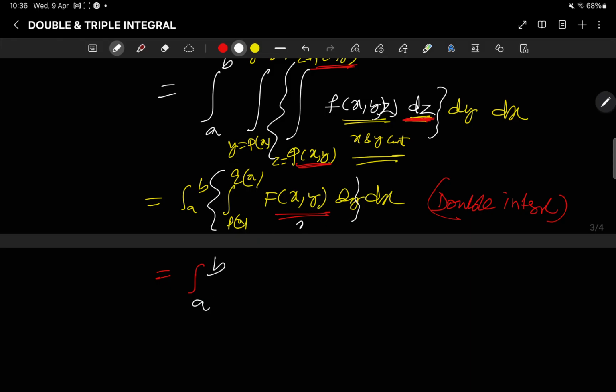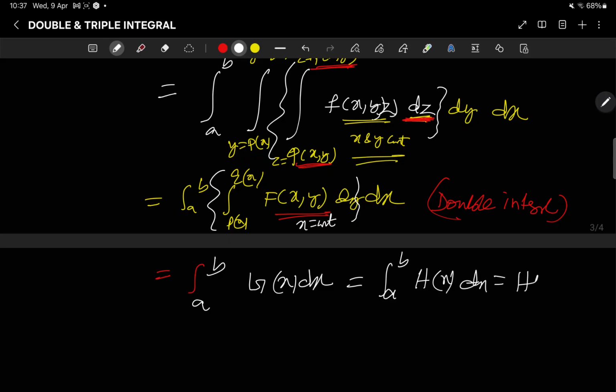Now once it is a double integral, you know what to do. Then it is from a to b, you evaluate it, treat x as a constant, so then it is a function of x only. Now if you integrate it, suppose my h(x) is h(b) minus h(a). So this is what the triple integral is, the same way of interpretation as the double integral.